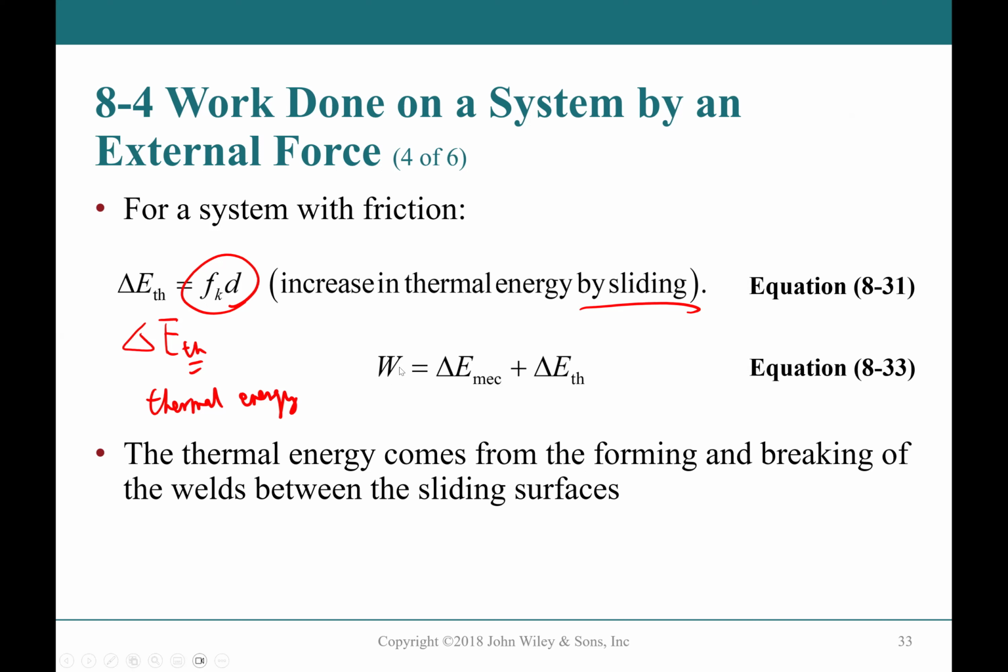okay? So W, the work done to the system, will be equal to the change of mechanical energy plus the change of thermal energy, because the energy is being consumed by friction and transferred into thermal energy. The thermal energy comes from the forming and breaking of the wedge between the sliding surfaces. So if you are sliding along surfaces repeatedly, you are going to get a smoother and smoother surface. So basically, you are getting the surface smooth. Okay, so this is that.